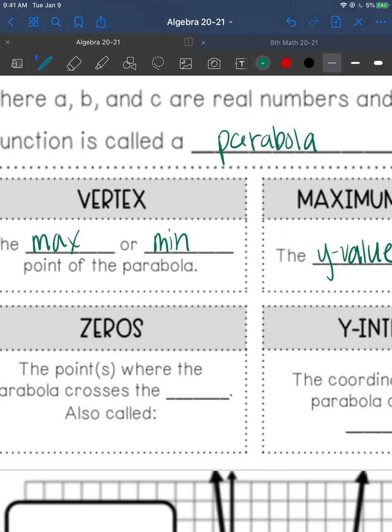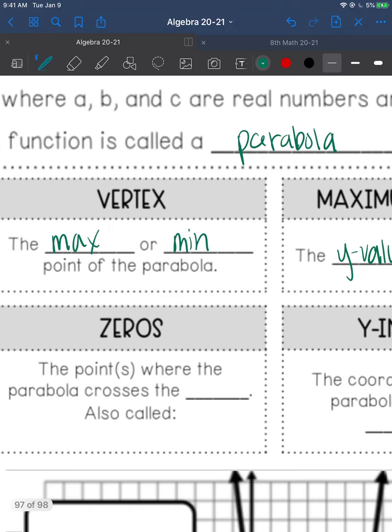The zeros are the points where the parabola crosses the x-axis. We've talked about this before, about the zero of the function, also called the x-intercept, roots, or solutions.